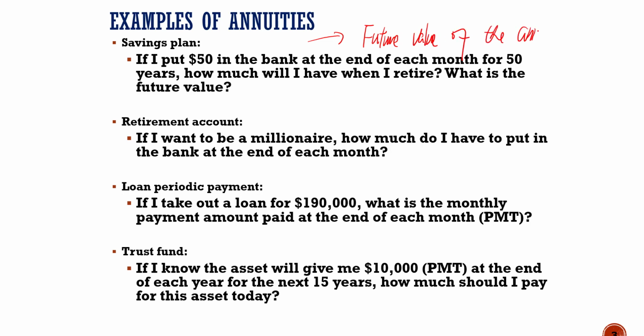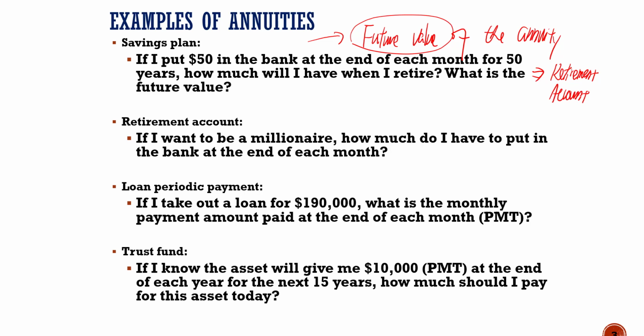And also here, the one-time payment comes in the future. That's why it's called the future value of the annuity. You can also call this a savings plan or retirement account. This is a typical retirement account setting. You contribute a fixed amount of money to the retirement account, and you wonder what you end up with in the future.